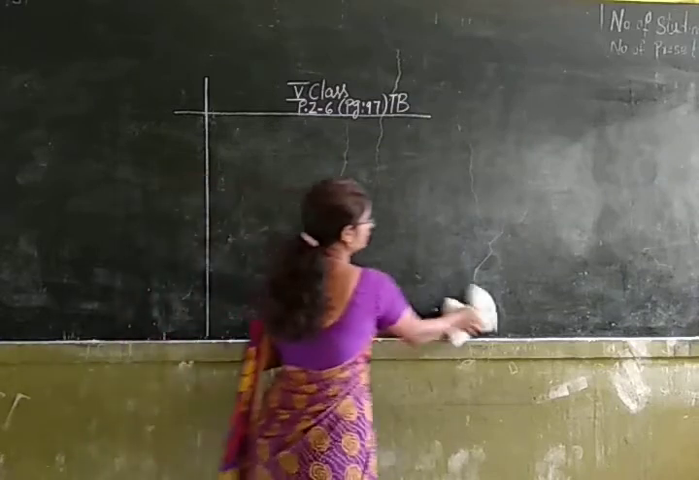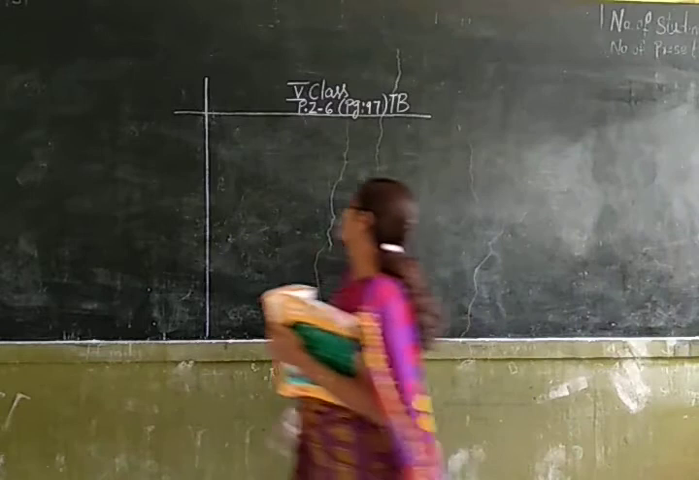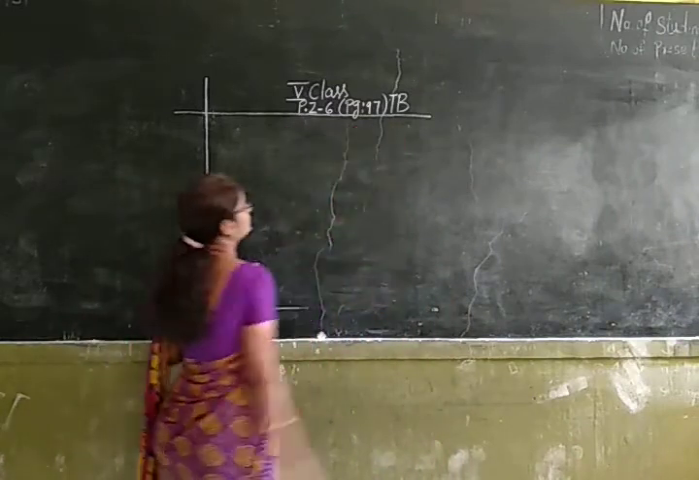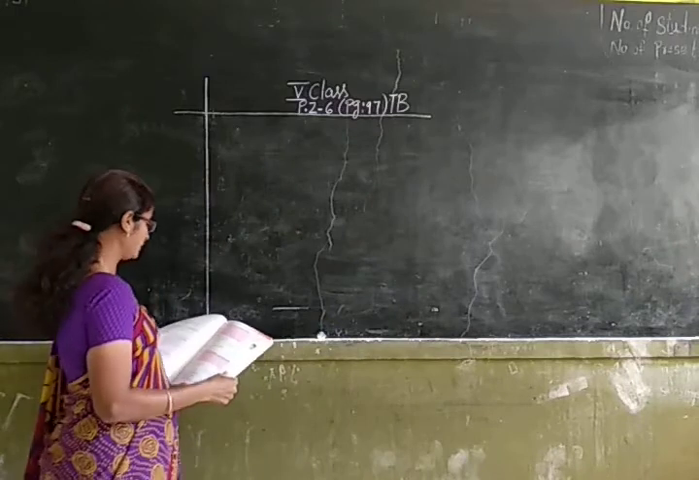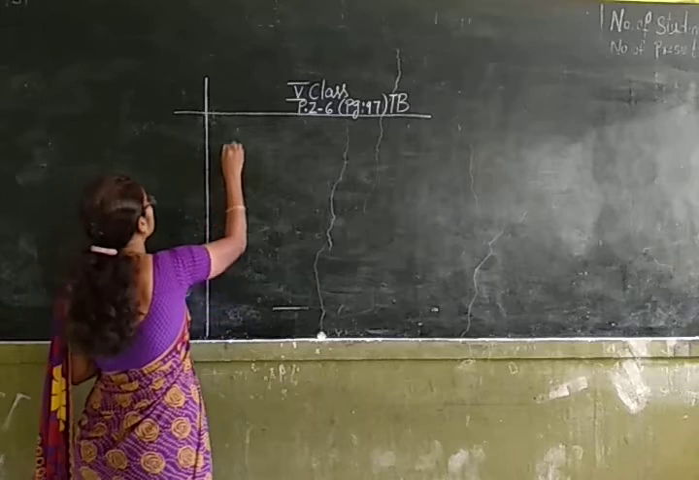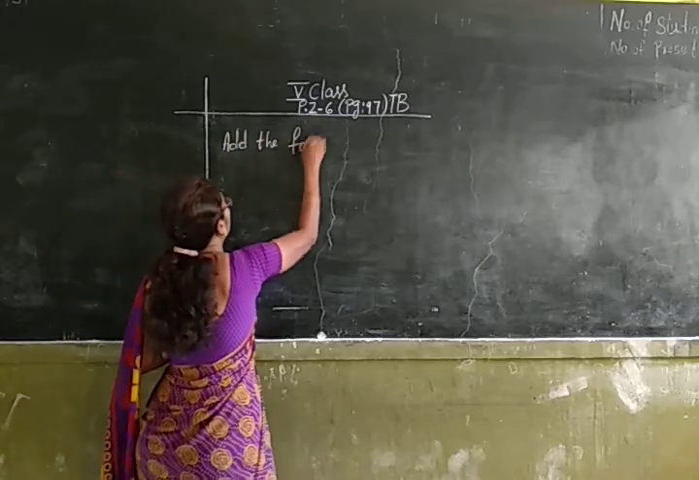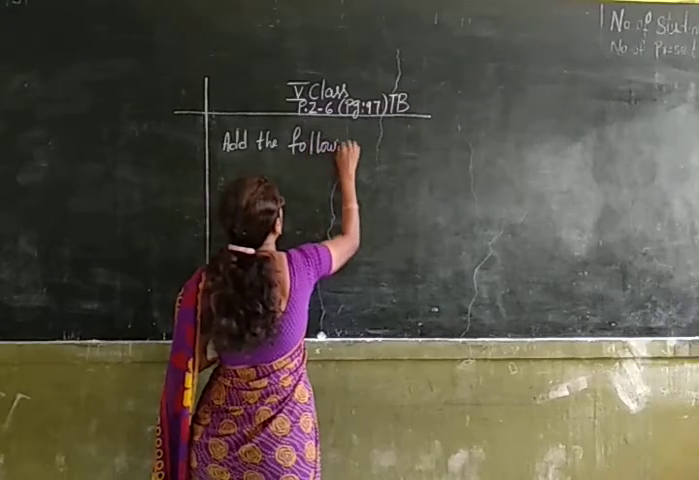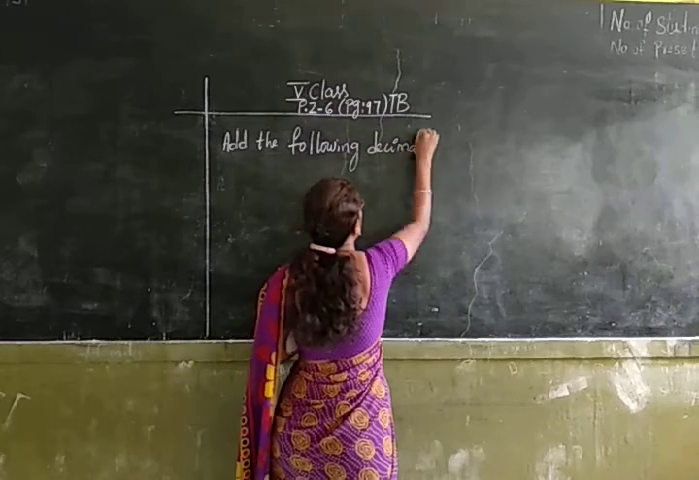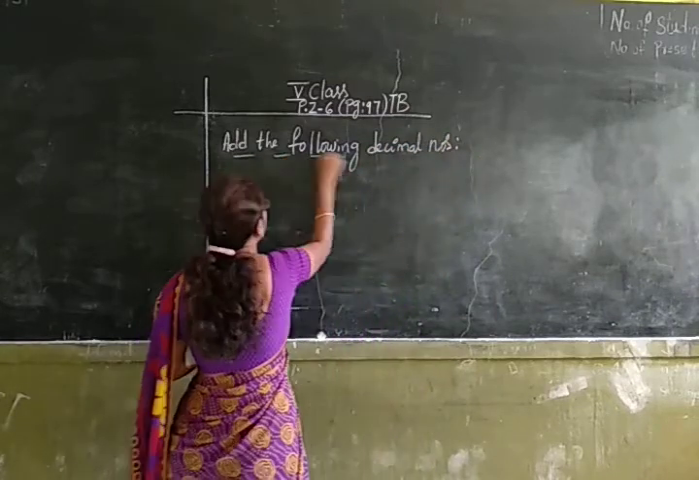Okay children? Now let us do practice zone 16, page number 97, textbook. Okay children? So what is the question? Add the following decimal numbers. So you have to add the given numbers.